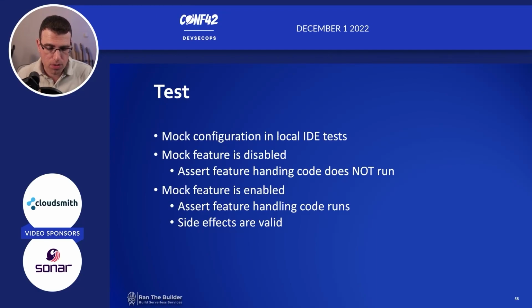We want to assert that the logic, the function that handles the feature flag when it is enabled, does not run when the feature is actually disabled. We actually had a bug where our feature was marked as false, but due to a bug in the if statement, it was a complicated one, the feature actually ran and we had some problem in production. So it's very important to test that.